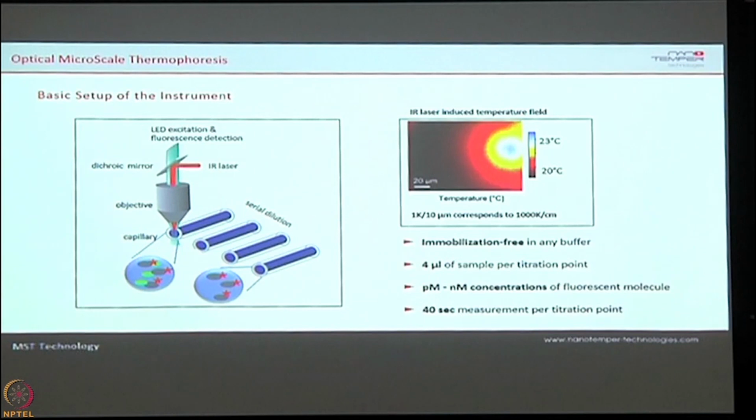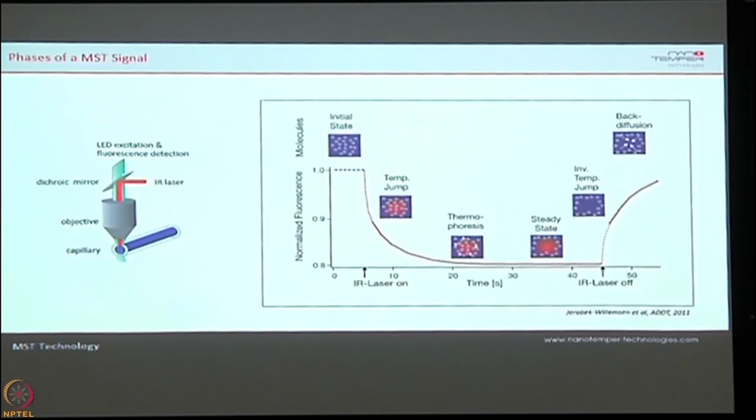So in that way, what we do is you fix one of your partners and titrate the second one at different dilutions and irradiate with the laser, and you see how the biomolecules move away upon the interaction and when they are not interacting. So that difference will help us to determine the binding affinity. So let's see more in detail in the next slide.